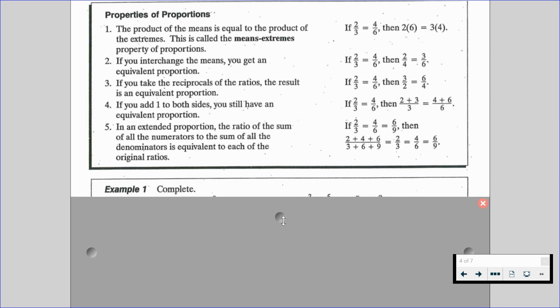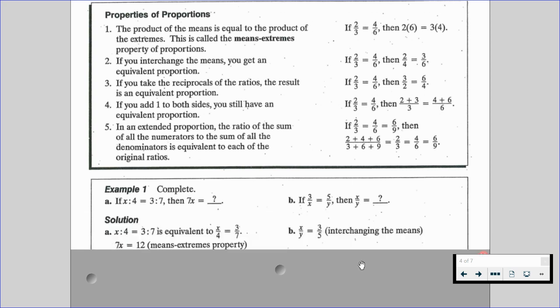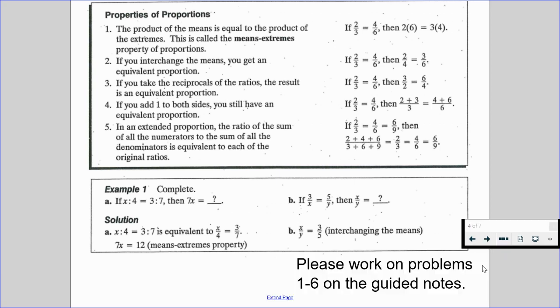In example number 1, we are asked to complete the following two statements. If x to 4 is equal to 3 to 7, then 7x is going to be equal to what? And if 3 over x is equal to 5 over y, then x over y is going to be equal to what? The solution: using the means extremes property, we have 7x is equal to 12. And by interchanging the means, we can say x over y is equal to 3 over 5. With this in mind, please work on problems 1 through 6 on the guided notes and resume when you're ready to move forward.